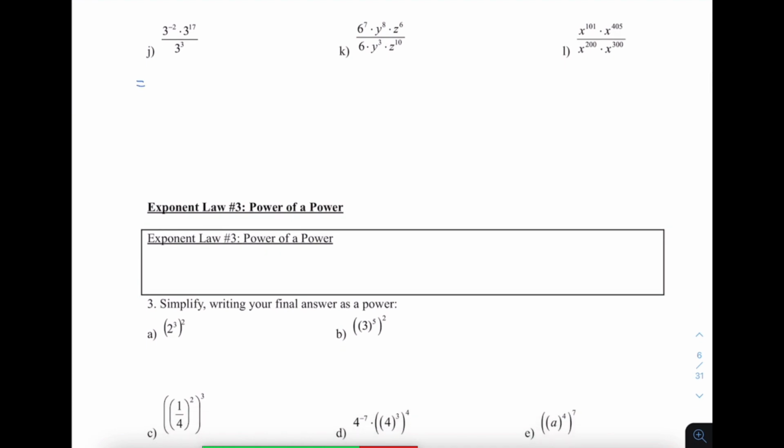All right, now let's try to maybe write them down in one step, which we can do. So this will be 3 to the power of 12. And again, I'm going to break these up into similar bases. So it'll be 6 to the power of 6, y to the power of 5, and z to the power of negative 4.